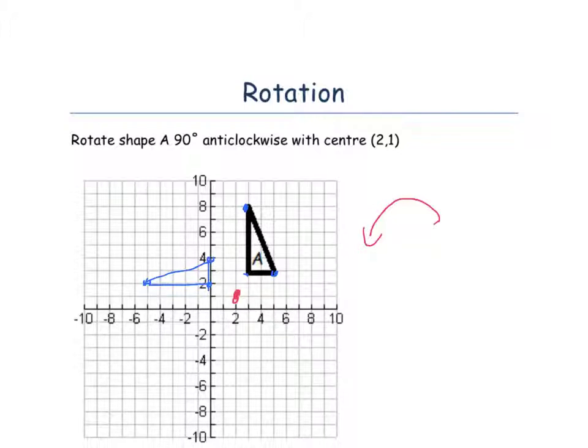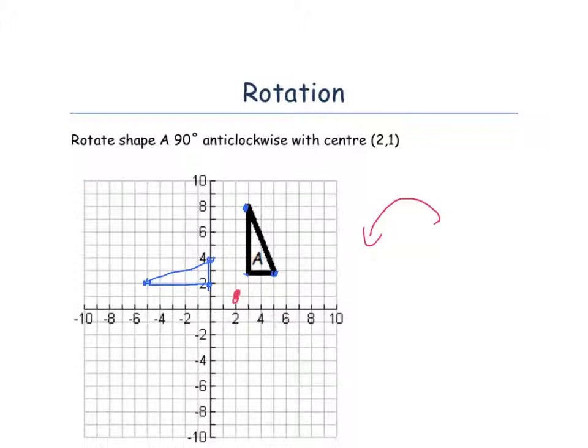Now, as I said, if you're asked to describe a rotation, you need three bits of information. You need the number of degrees, the direction, and the centre of rotation. Now, the direction and the degrees is quite easy. The centre of rotation you just have to do by drawing around your original picture and guessing where you think the centre of rotation is, and just keep rotating your tracing paper till you actually get it to lie on top from different positions, and then write down that coordinate.